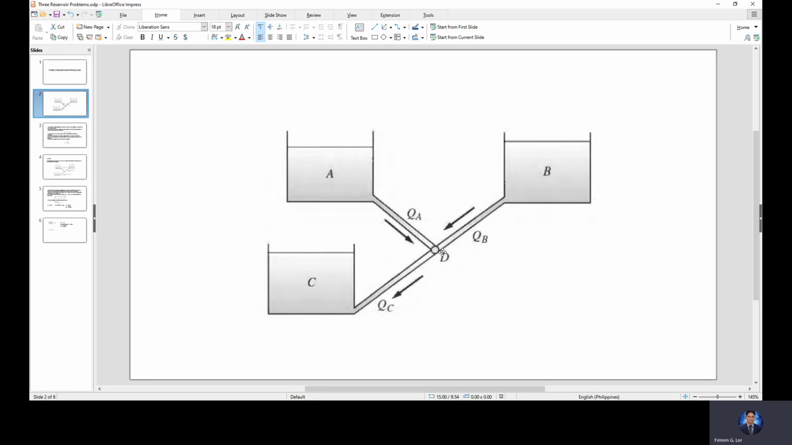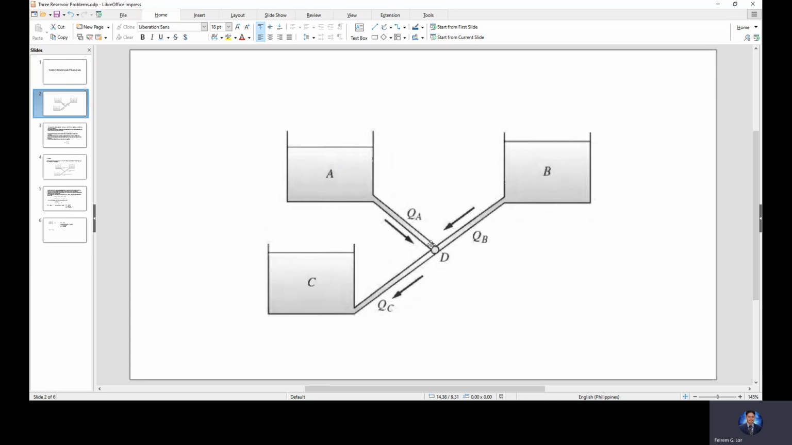There are situations that water will flow from D to A. So it goes up from D to A. There are also situations where water from A going to D goes down. So what are the reasons why the water will flow from D to A, when supposedly it should go down?